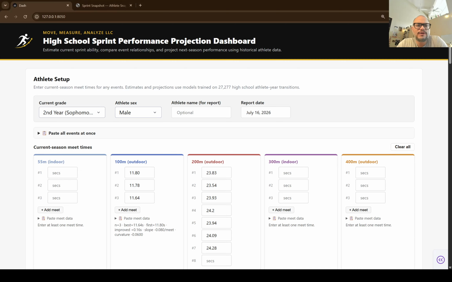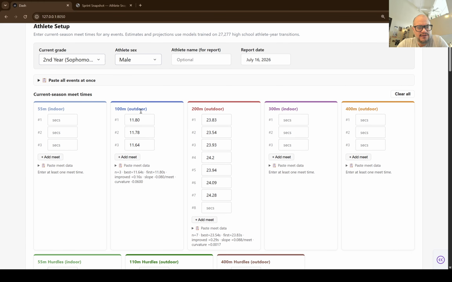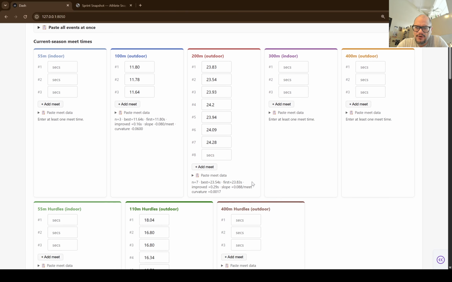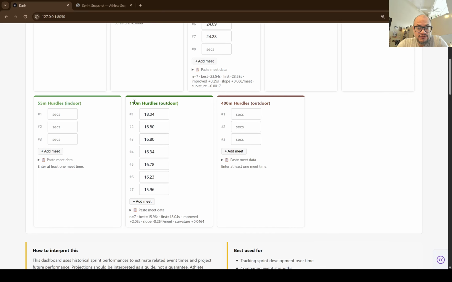All right, so here we've got just an example of using this dashboard and how we can potentially project someone's performance for next year based on current performances. So here we have an athlete, a second year high school, sophomore year, male athlete who during his sophomore year ran the 100 meters with a best time of 11.64, ran the 200 meters with a best time of 23.54, and who also did the 110-meter hurdles with a best time of 15.96.